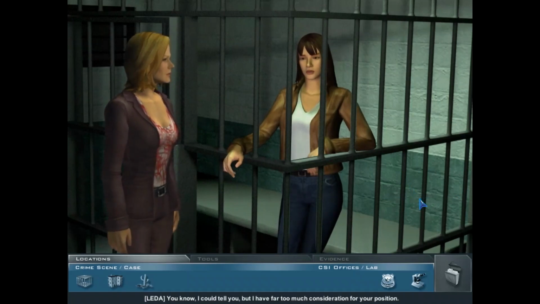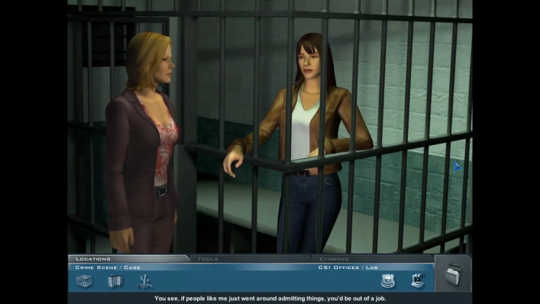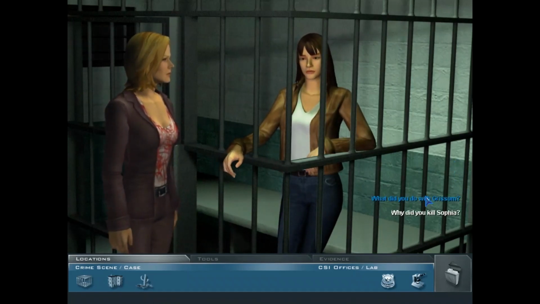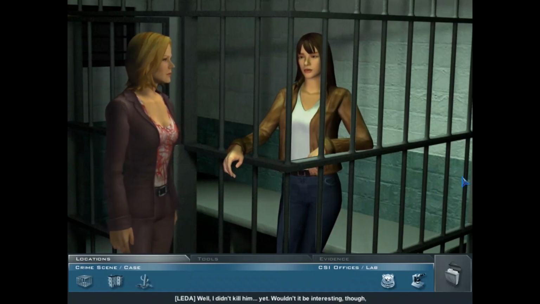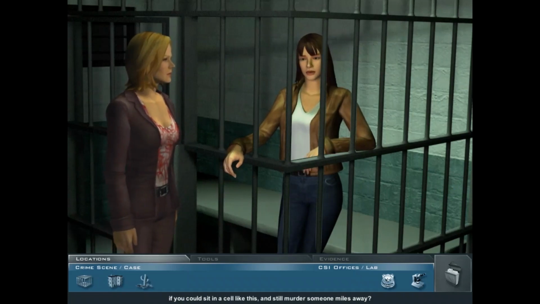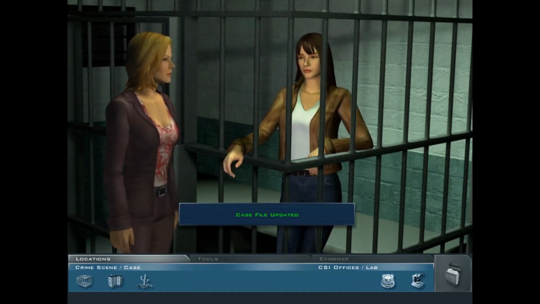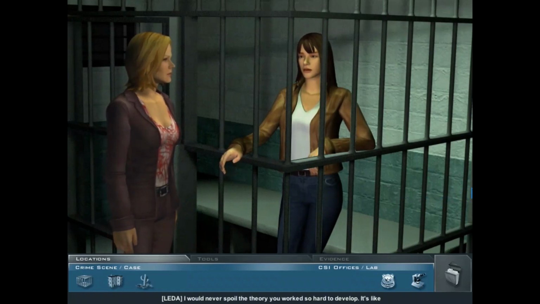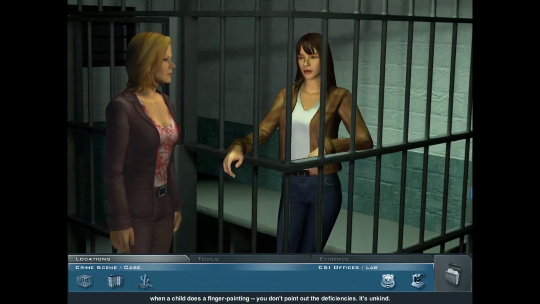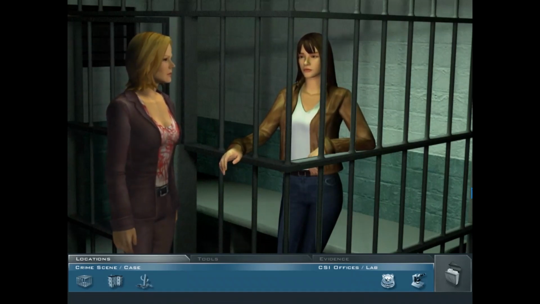You know, I could tell you, but I have far too much consideration for your position. You see, if people like me just went around admitting things, you'd be out of a job. Well, I didn't kill him. Yet. Wouldn't it be interesting, though, if you could sit in a cell like this and still murder someone miles away? I would never spoil the theory you worked so hard to develop. It's like when a child does a finger painting, you don't point out the deficiencies. It's unkind.